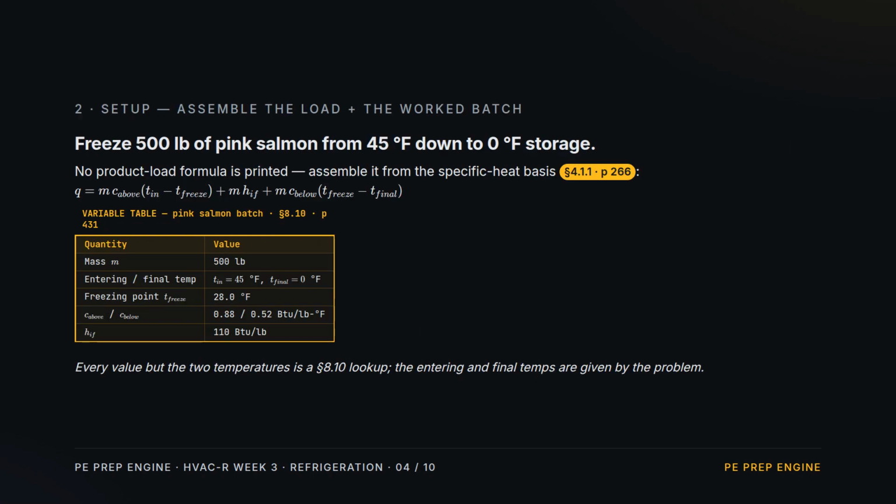Setup. Since nothing is printed, we assemble the load from the specific heat definition. Sensible above the freezing point, latent at it, sensible below. The batch, 500 pounds of pink salmon, entering at 45 degrees, frozen down to 0 for storage. From the table, salmon freezes at 28, with specific heats of 0.88 above and 0.52 below, and a latent heat of 110. Only the 2 temperatures come from the problem. The rest is a lookup.